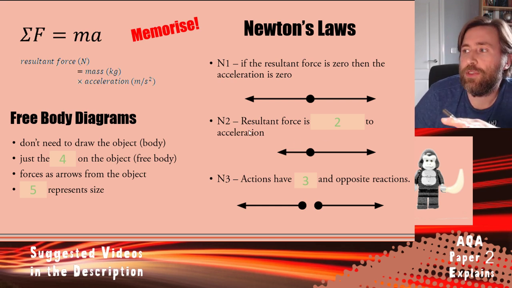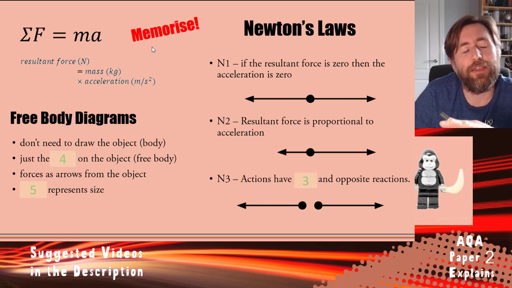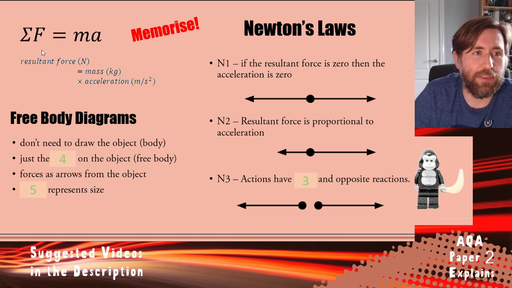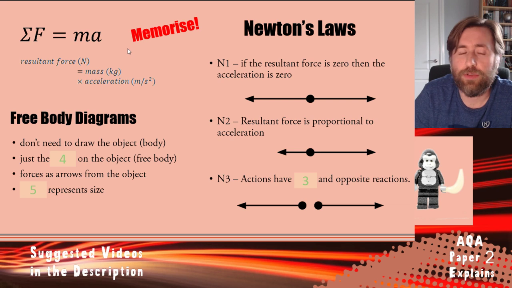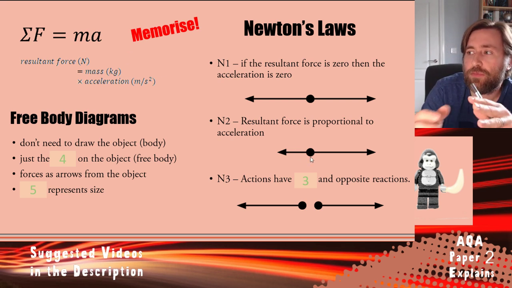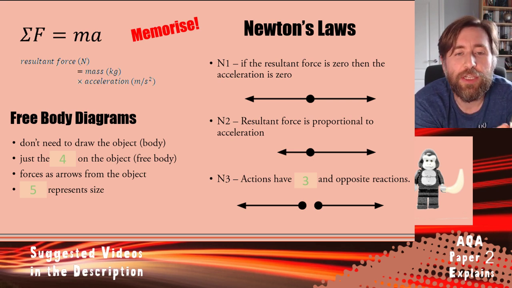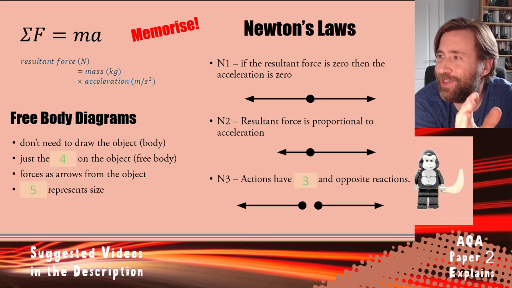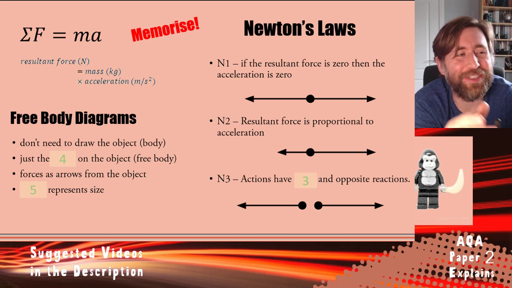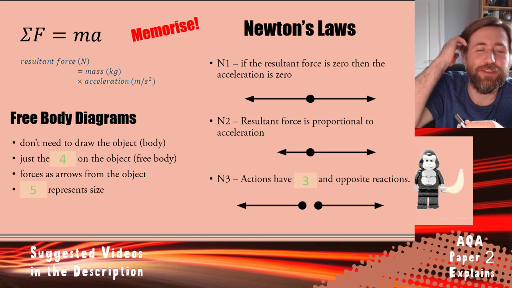Newton's second law, resultant force is proportional to acceleration, and that's the equation basically. So the sum of the forces, that's the little sigma up there, resultant force, in other words, the overall effect of the force, the net force, is mass times acceleration. So I've done a free body diagram down here for Newton 2, which has one force larger than the other, so there is a resultant force to the right as I look at it, and I guess you look at it as well because it's not a mirror. There's a resultant force to the right, so it accelerates to the right, proportional to the size of that difference in the two forces, that resultant force.